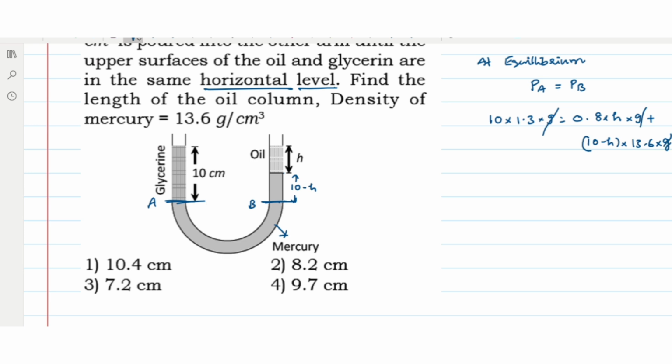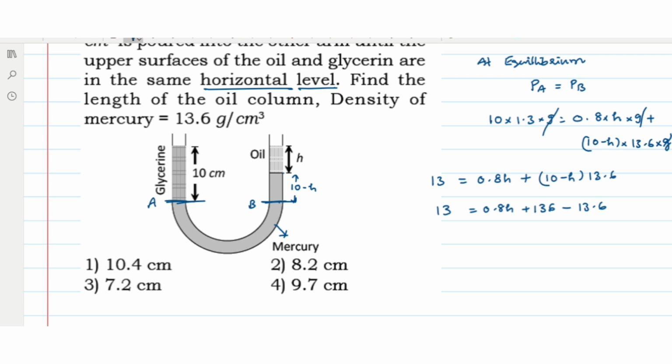Here we will be getting, on this side, 10 into 1.3 as 13, which will be equivalent to 0.8 H plus (10 minus H) into 13.6. So here you have to simplify this value. This is 0.8 H plus, 10 into 13.6 is 136, minus 13.6 H, and this is 13, and here you have to bring this side.